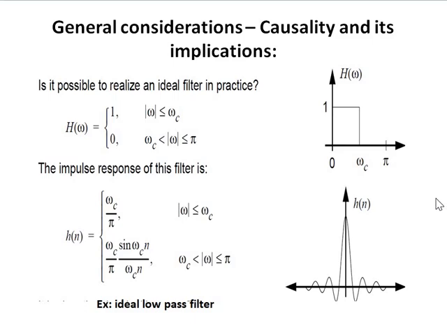If you consider one ideal filter, for example a low pass filter, this is the magnitude response and this is its impulse response. By doing the inverse Fourier transform of h of omega, you can get h of n like this. If you observe this h of n, it is not equal to 0 for n less than 0. So this is not a causal system.